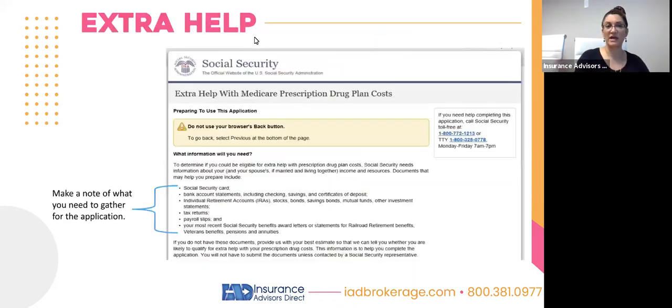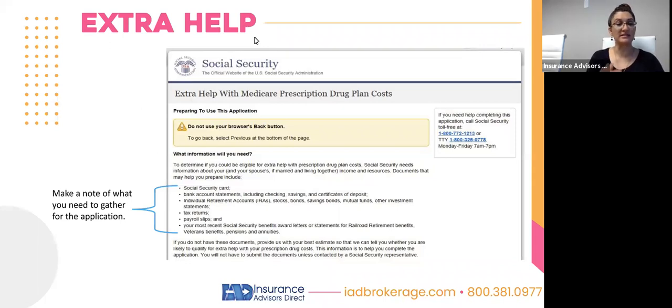So with that, I took some screenshots of what you're looking at when you're going to refer someone to apply for that extra help. I'm not saying to do it for them. Some brokers help them along, which is totally fine. But if you just want to direct them, I think it's important for us to get an idea of what we are directing them to.